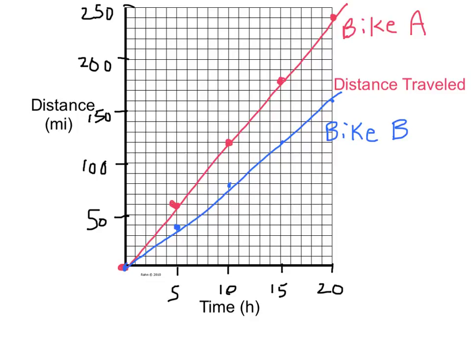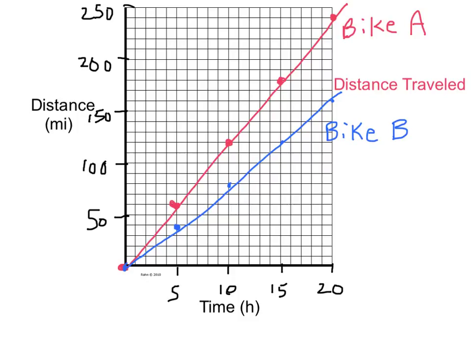All right, now consider this graph. Here we have two line graphs representing distance traveled again in hours, and they're two different bikes, so two different bicyclists, bike A and bike B. Notice that they both have the same initial distance traveled. Before time starts to go by, they're both at 0. So let's look at the two graphs and let's find the rate of change for each graph.